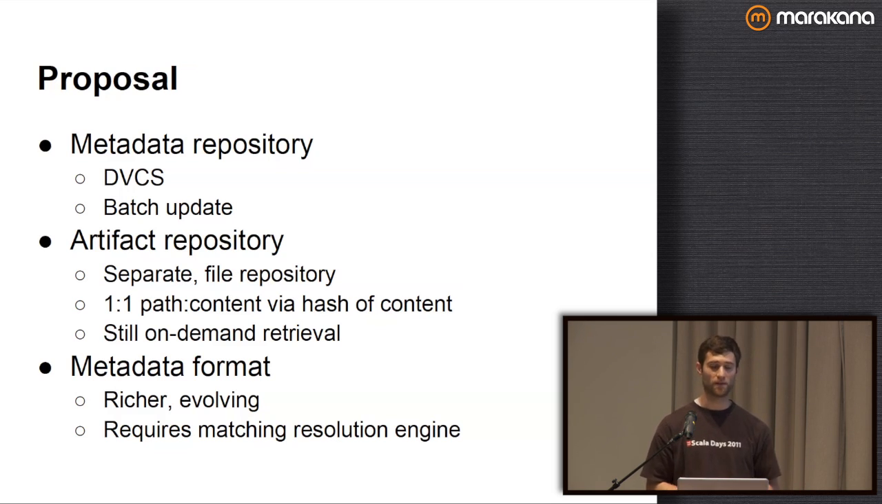The user tells you when to update. Just do it once, efficiently and incrementally. For the artifact repository, keep that an on-demand file repository, but make the path the hash of the content.